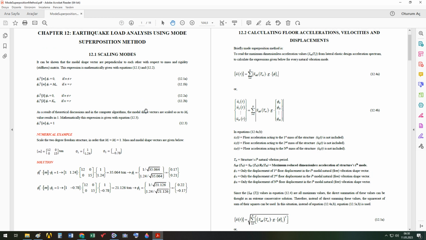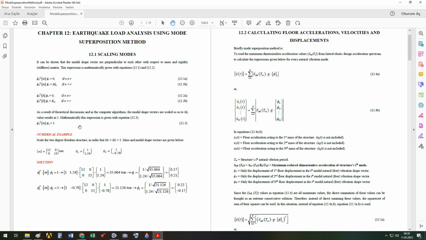First of all, what we do is scaling the modes. Modes are perpendicular to each other with respect to the mass and stiffness or rigidity matrix of the structure. So if n is not equal to r, we obtain 0. If n is equal to r, we obtain a numerical value, and we show this numerical value with capital Mn for the nth mode. The same result can be obtained if, instead of the mass matrix, the stiffness matrix is used.